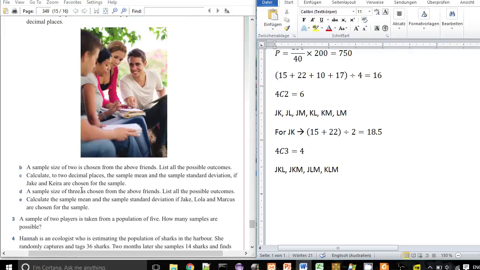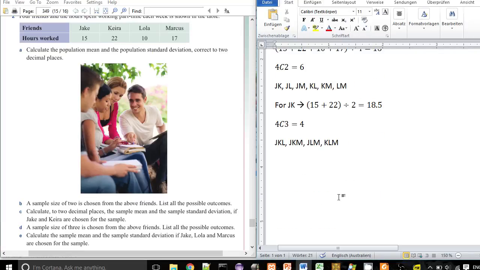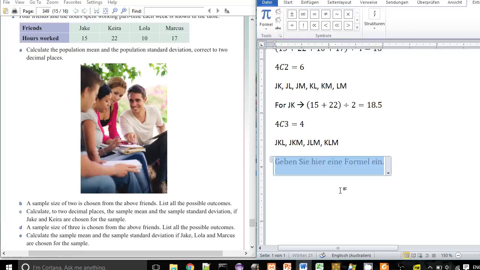Alright. Calculate the sample mean. Jake, Lola, Marcus, leaving Kira out. Poor Kira. Then, okay, the mean would be 15 plus 10 plus 17, and you have to divide that by 3. So I'd get 14. Okay?